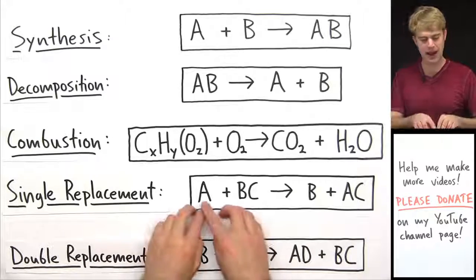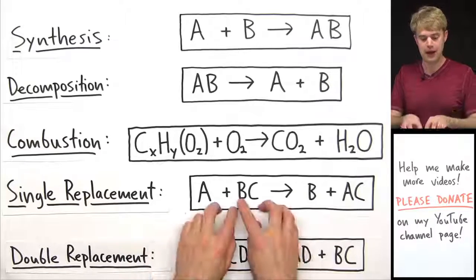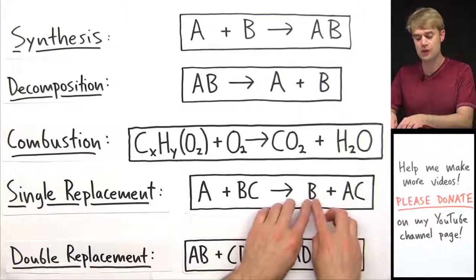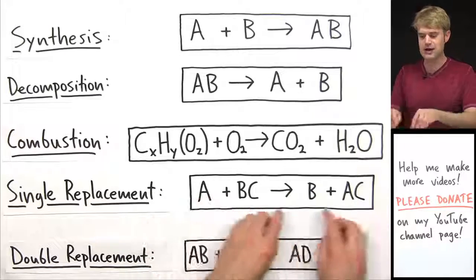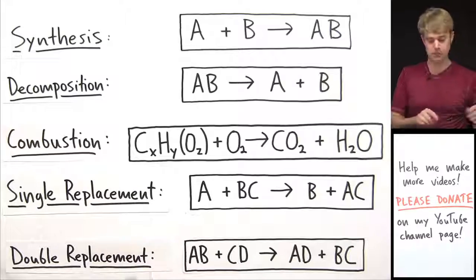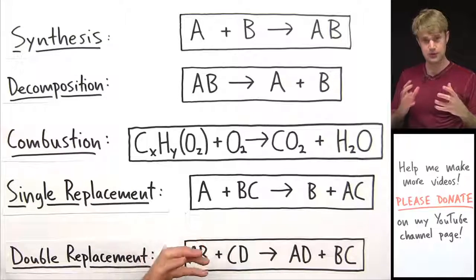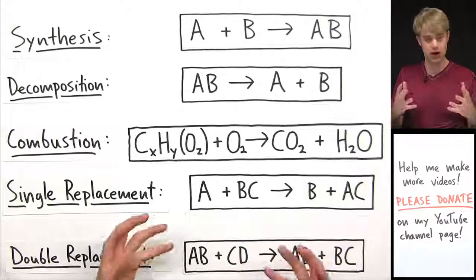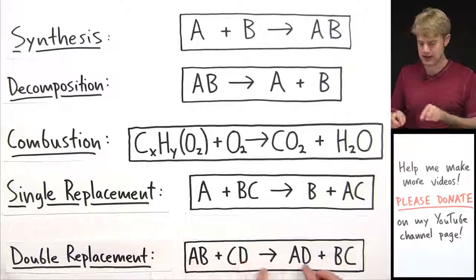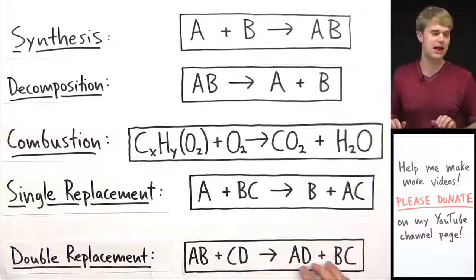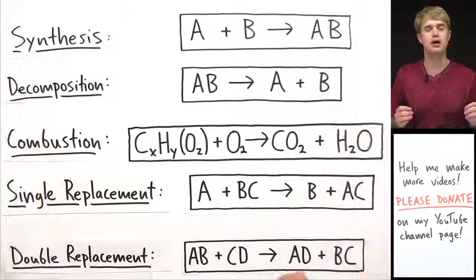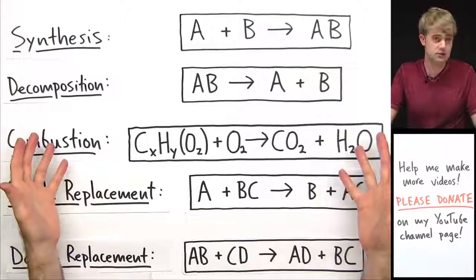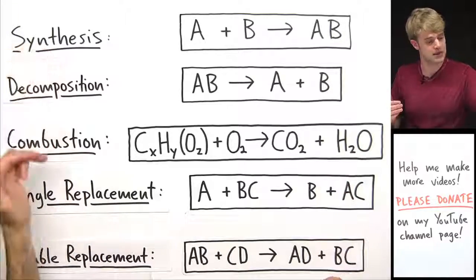In single replacement, an element that's by itself combines with 2 elements that are paired up. It kicks one of those elements out, so that element ends up on its own, and then that element takes its place. In double replacement, it's like 2 dancing couples where the partners just trade places. A and B and C and D start out paired together, and then A and D end up together, and B and C end up together. So those are the major types of chemical reactions. In the next video, we'll do some practice problems so you can look at a bunch of different reactions and figure out what type they are.